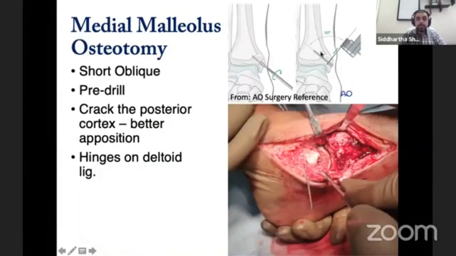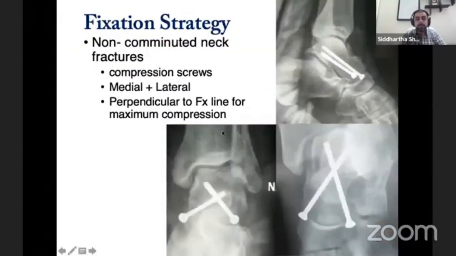Now, medial malleolus osteotomy, you should always do it at the level of the shoulder of the medial malleolus. Pre-drill your osteotomy so that you can fix the screw later on, and this hinges on the intact deltoid ligament, preserves the blood supply to the talus.